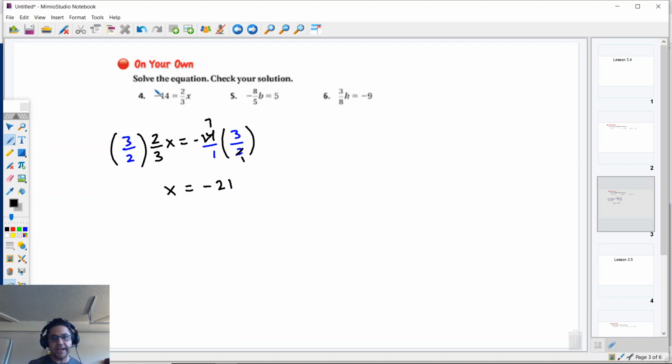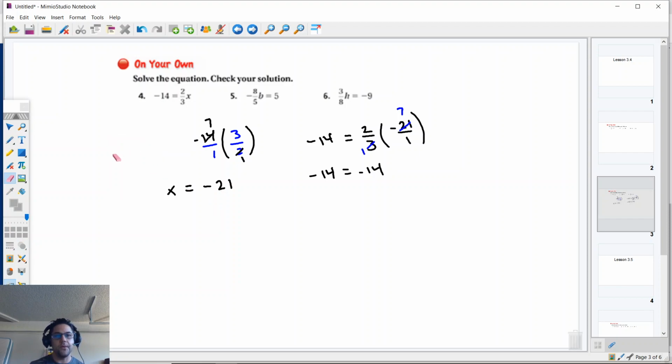If you wanted to check it again, you would use the original. So that's negative 14 is equal to 2/3 multiplied by, and I would put negative 21 over 1, which would facilitate my cross-canceling. So 3 becomes a 1, 21 becomes a 7, and yeah, that makes sense. Negative 14 is equal to 2 multiplied by negative 7, negative 14. Hey, there we go. All right, let's do 2 more here.